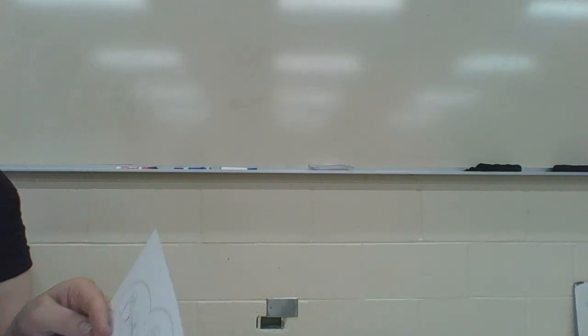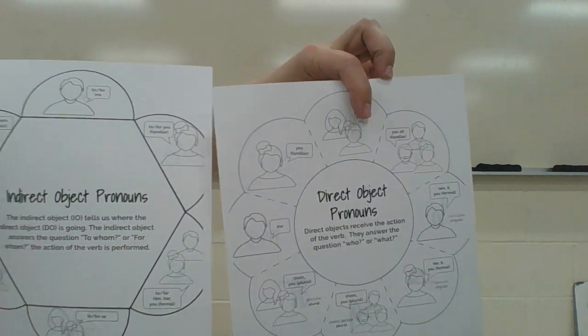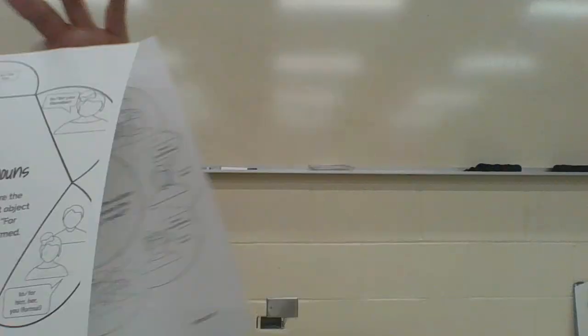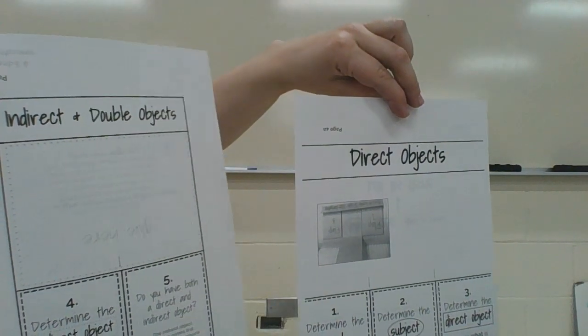Welcome to my tutorial on how to make flower notes on direct and indirect objects and their pronouns. So you should have 4 pieces of paper. You should have these 2 flower pages that are direct and indirect object pronouns. And then you should have these 2 papers that are more of a square shape, direct objects and indirect and double objects.